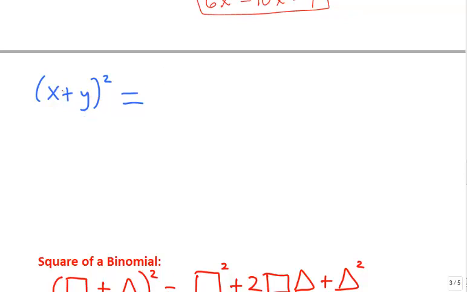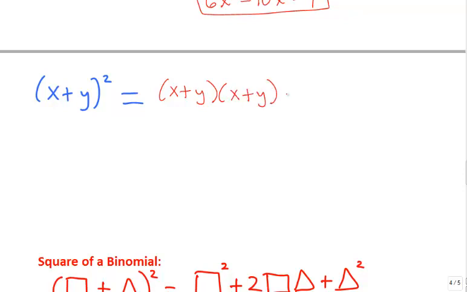So if I want to find x plus y quantity squared, remember what that means. That means you're really taking x plus y, and when you square something, you're multiplying it by itself. So we're going to multiply x plus y by itself.